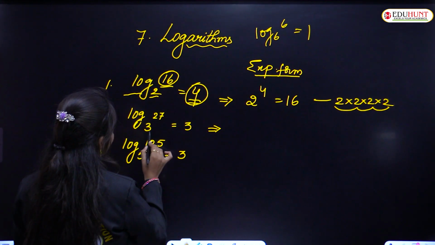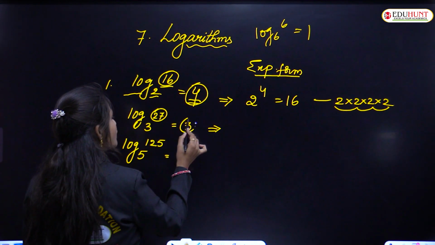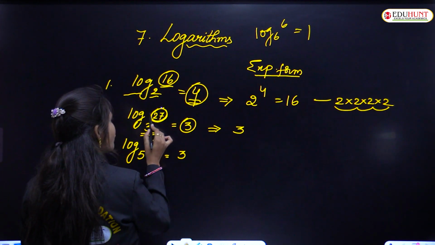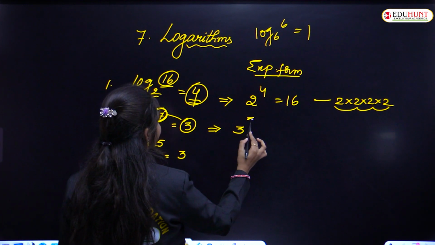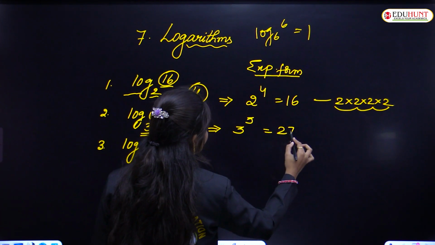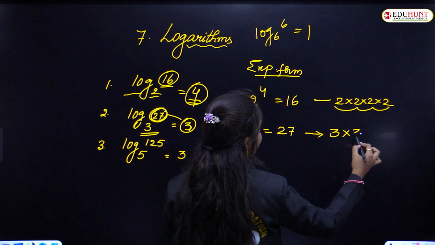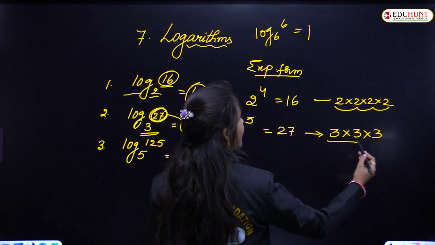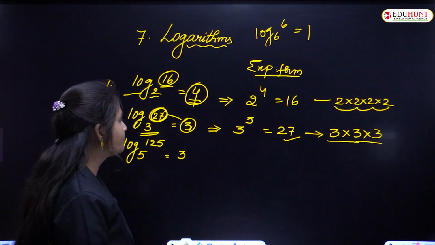And here it is: log 27 base 3 is equal to 3. Again convert into exponential form. What will you get? The base as it is we have to write. At the place of 27, what number do we have to write? Yes, good, that is 3. And at the place of 3, we have to write 27. So 3 cube. 3 cube means 3 multiplied by itself how many times? 3 times. So 3 3s are 9, 9 3s are 27. So this is also a correct statement.